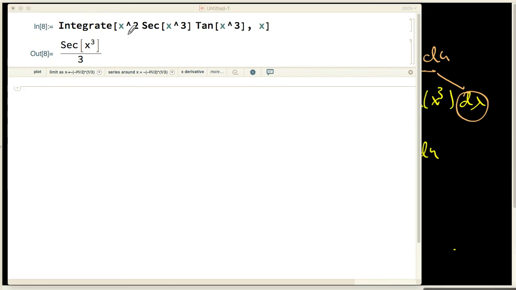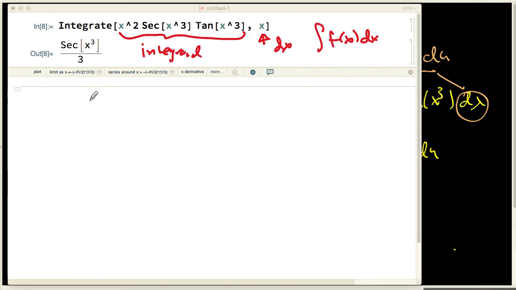Going back to Mathematica, I want to analyze what we're really doing in this Integrate command. This part here is the integrand. And this x is coming from the dx part of the integral of f of x dx. In other words, when I'm looking at a Mathematica command, we are always going to have Integrate, the function, comma, x.